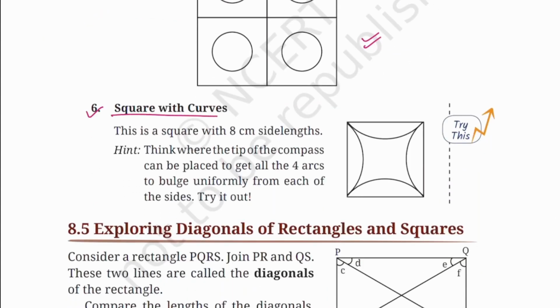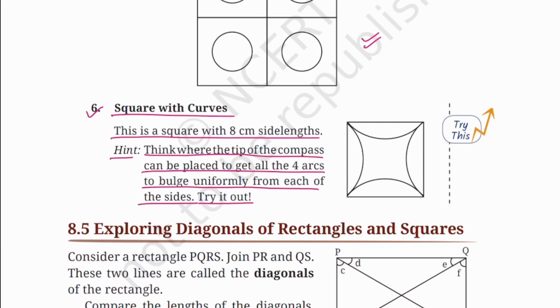6. Square with curves. This is a square with 8 cm side lengths. Hint: think where the tip of the compass can be placed to get all the 4 arcs to bulge uniformly from each of the sides. Try it out.